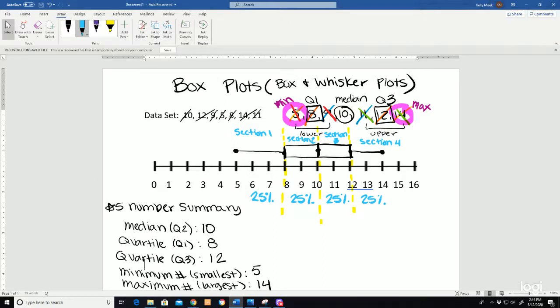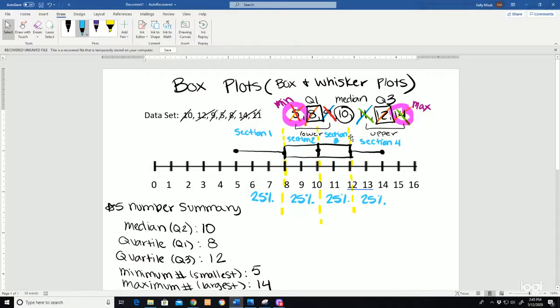So sometimes with box plots, they ask you questions like, from 5 to 10, how much of the data does that represent? Well, from 5 to 8 is 25%, and from 8 to 10 is 25%. So that's 25 plus 25. From 5 to 10, that represents 50% of the data. Half of your numbers from your data set live between 5 and 10. So it's a way to represent how spread out your data is. From these sections, we can see that our data is pretty evenly distributed.